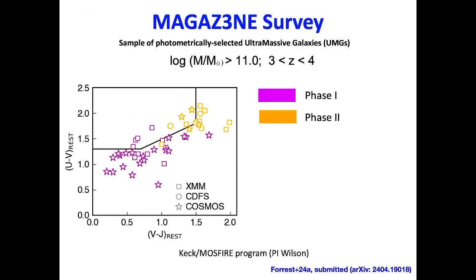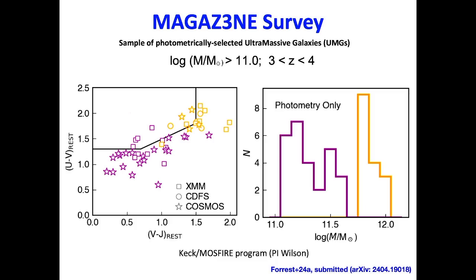Okay, so if I take you back to our sample again, I've talked about the targets we followed up in phase 1. Now I'm going to talk about the targets here in orange that we followed up in phase 2. And these are the redder galaxies, potentially dustier galaxies, potentially a galaxy with AGN. So let me plot those for you as a function of stellar mass. And remember, these are photometrically estimated stellar masses. They have photometric stellar masses above 10^11 and redshifts between 3 and 4.